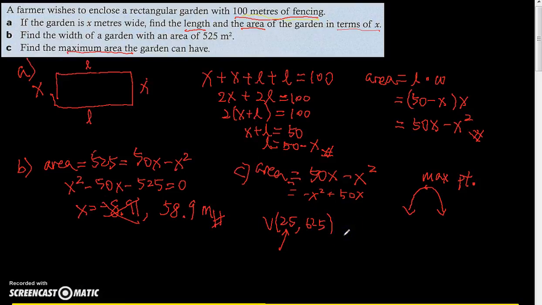So let's come back to here. So when I have a vertex, this is my length, and this will be my width. This is when my width is equal to 25 meters. I will have a maximum area, and the maximum area will be 625. So the answer is 625 meters squared. Okay, that's it.